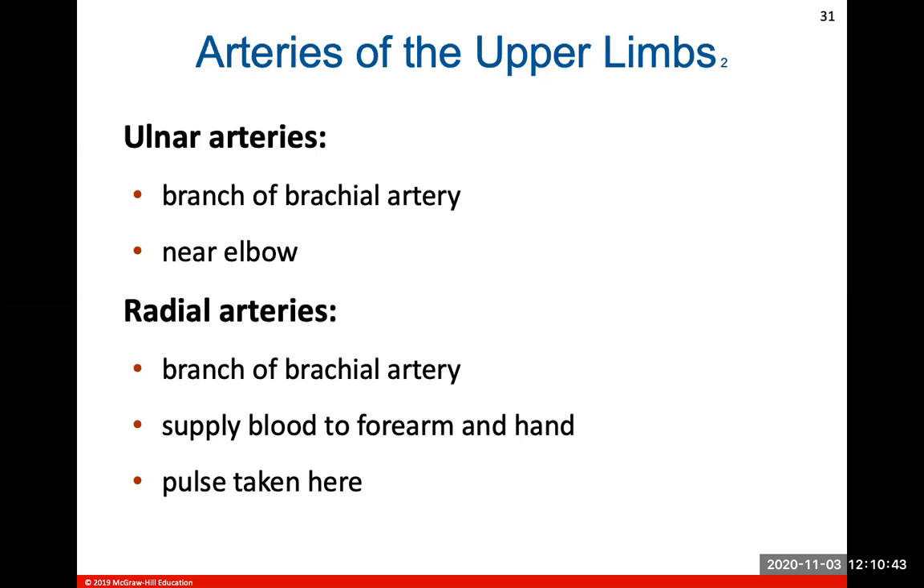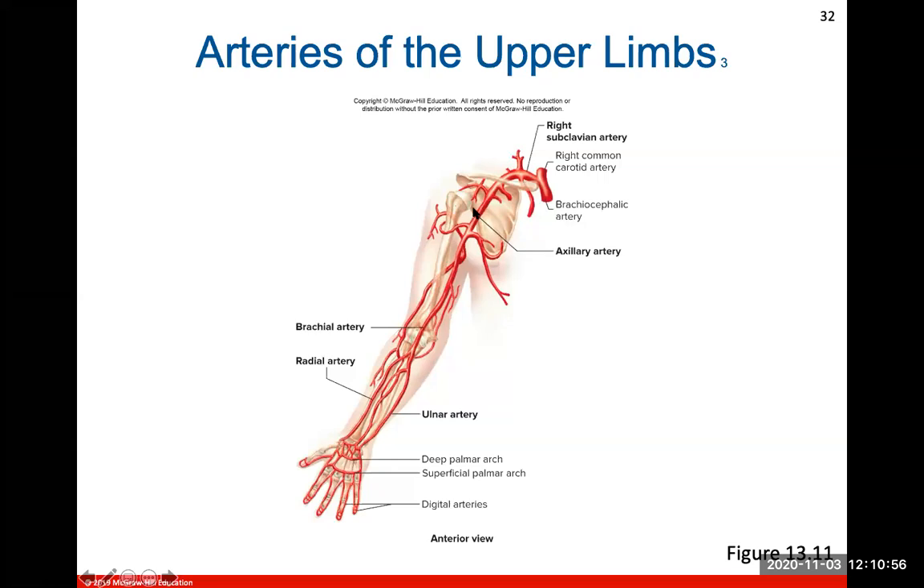The ulnar artery will go down the medial side of your arm, where your ulnar bone will be, and your radial artery will supply the radial or lateral side of your forearm. So here are arteries of the upper limbs, and you can see how they branch from this picture.